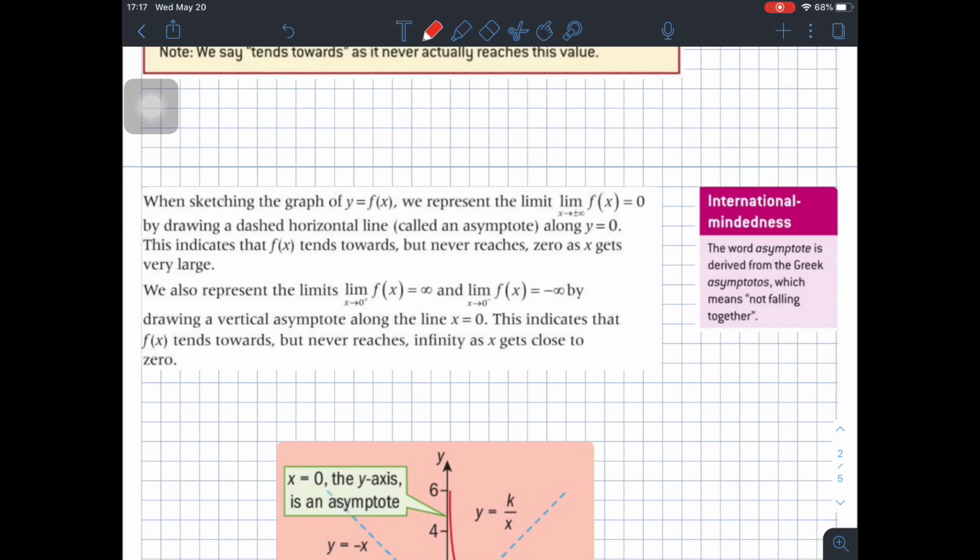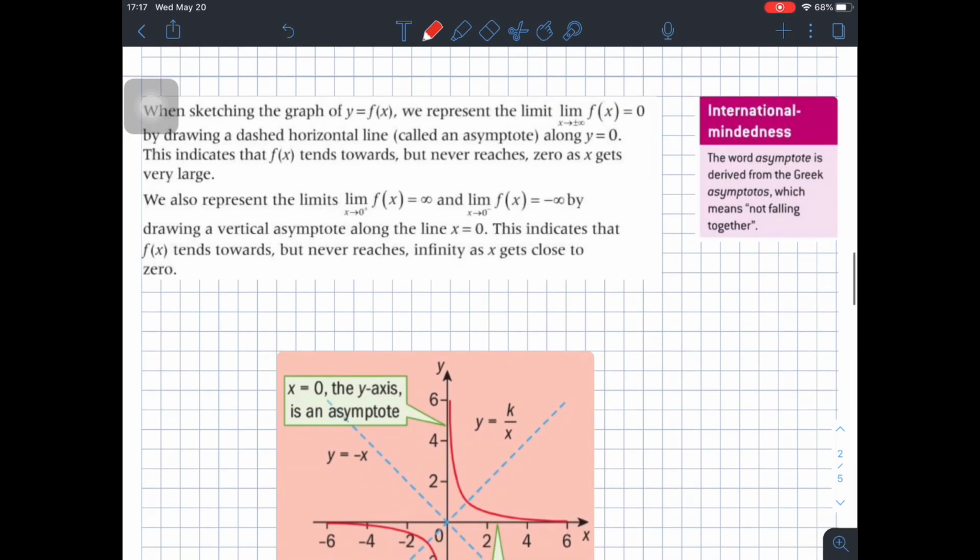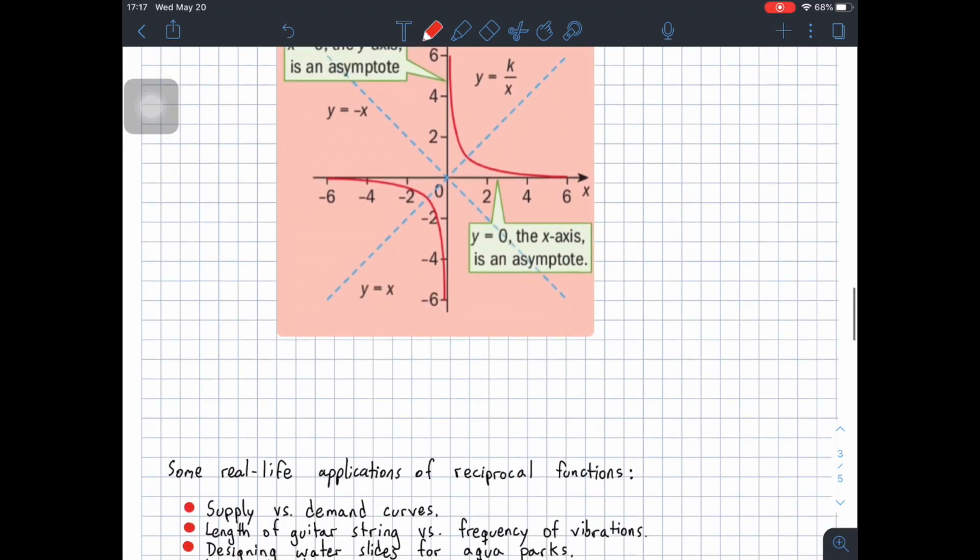Here's a curious fact. It says the word asymptote is derived from the Greek asymptotos, which means not falling together. They never reach or never touch each other.